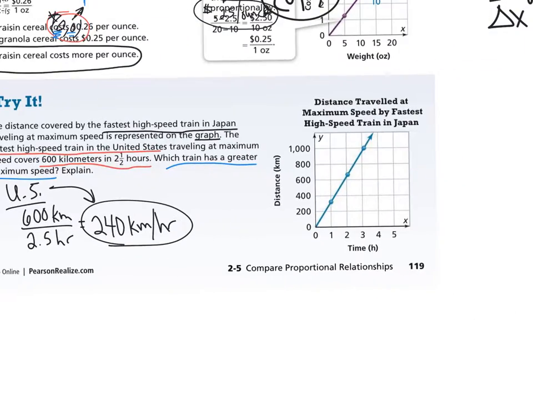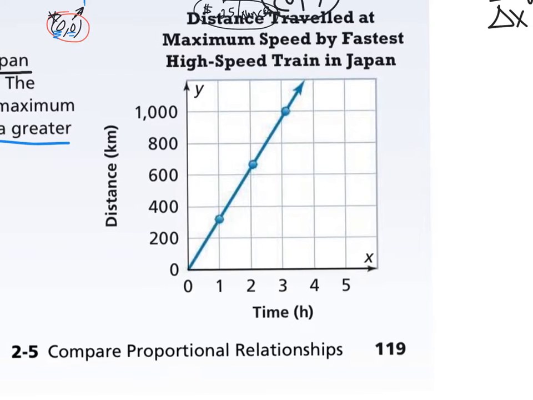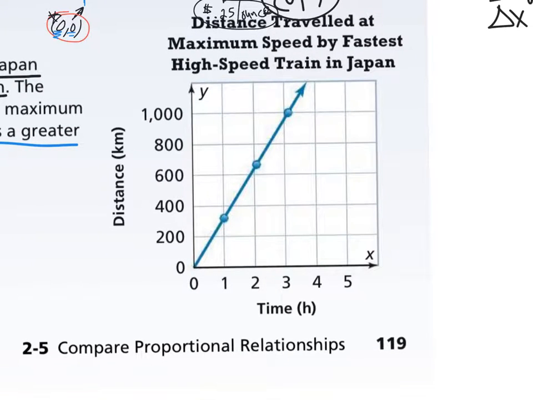If we look for the one in Japan, once again, we can pick any 2 points here. I'm going to pick 0, 0. There is a point here at 1 something, and we can kind of gauge that. Looks like it's more than halfway. So halfway would be 300. So it looks like it's going to be faster than that 240 we just had.